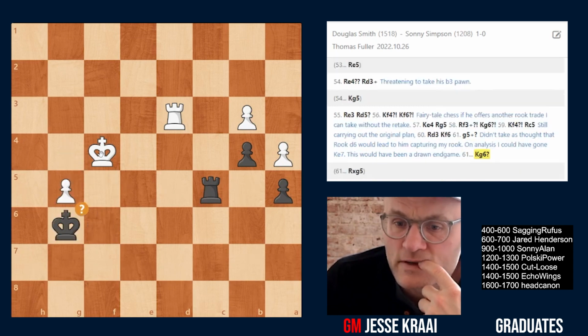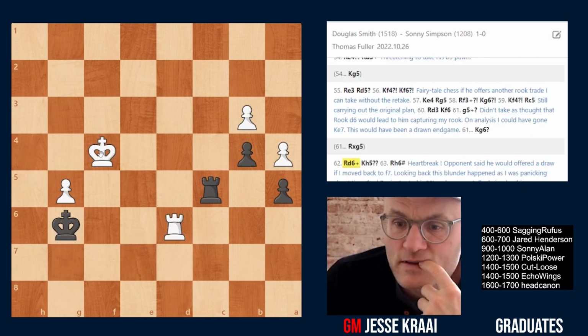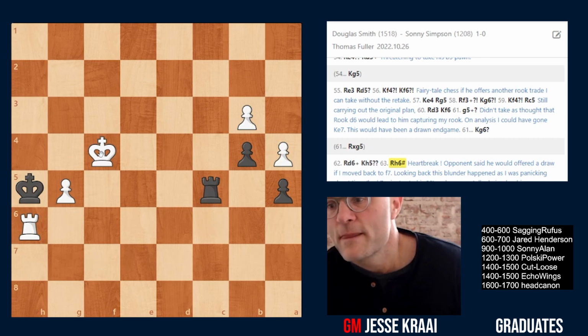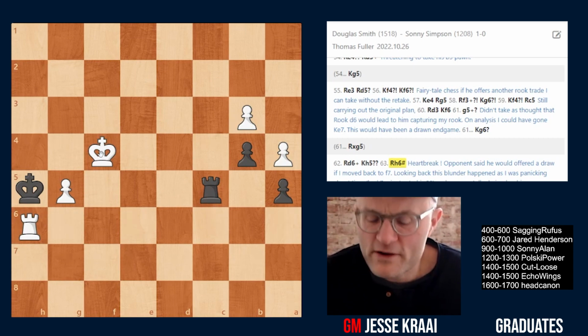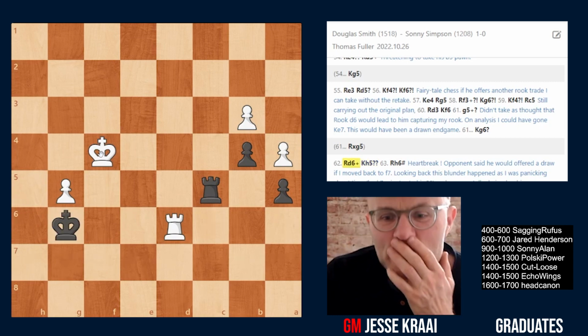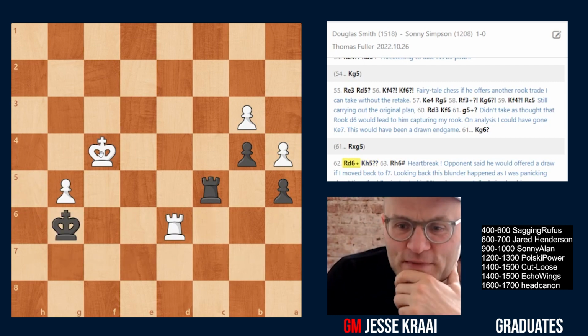That seems weird. That's mate. Oh. Opponent said he would have offered a draw if I moved to f7. See, this is what I'm talking about. These people don't know what they're doing.